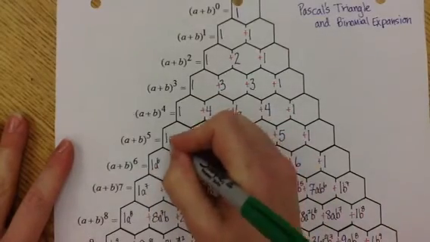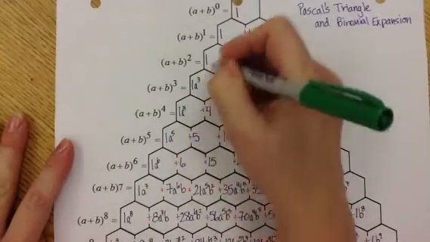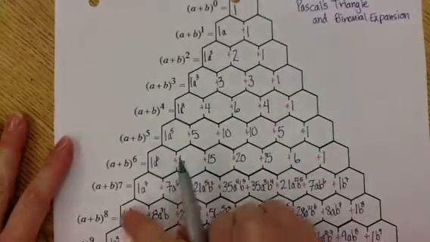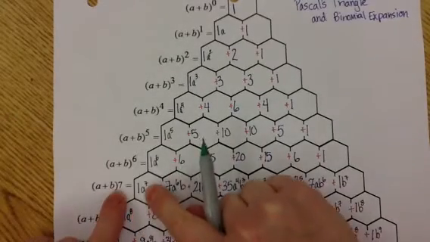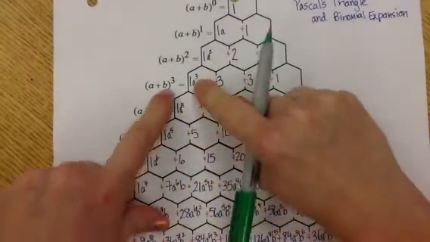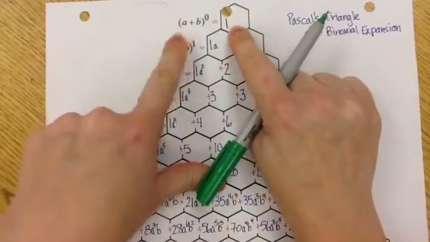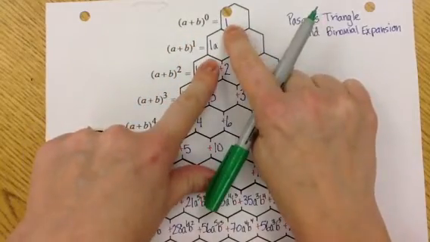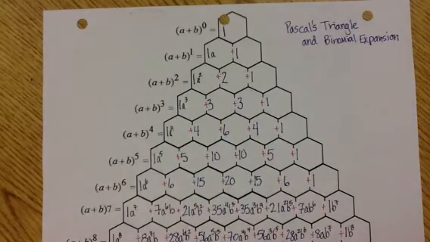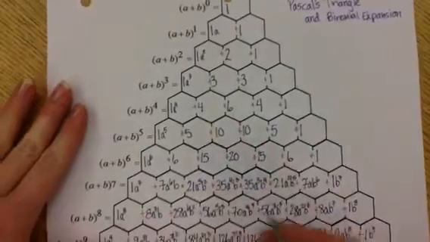In fact, you can fill in all of your first terms like this, all the way up the side. You'll notice that you always start with the power that you're raising your binomial to. So you'll notice when you get all the way to the top, a plus b to the 0, there's no a and there's no b. That's because if you remember, anything that's raised to the 0 power is equal to 1. So that's where that comes from.